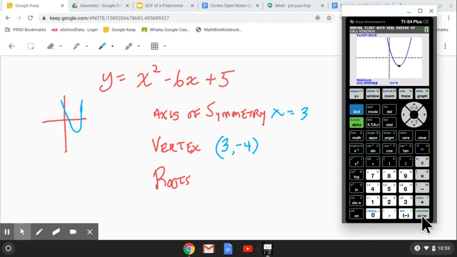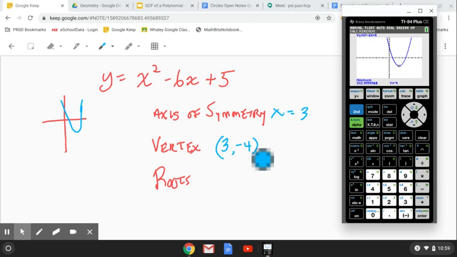Now, if you look, this is not perfect. I don't know why it does that, but it's supposed to be 3, -4. We know that it's 3, -4. We saw in the table. I don't know why it sometimes does that. I think it has something to do with the way the graphics are in this thing, and it can't get it exact. But anyway, 3, -4 is our vertex.